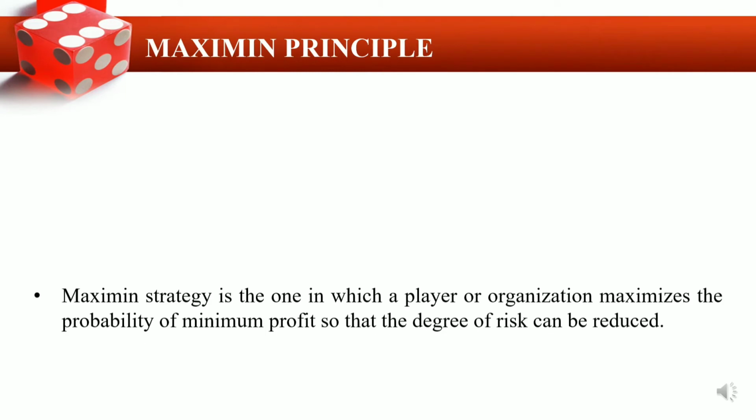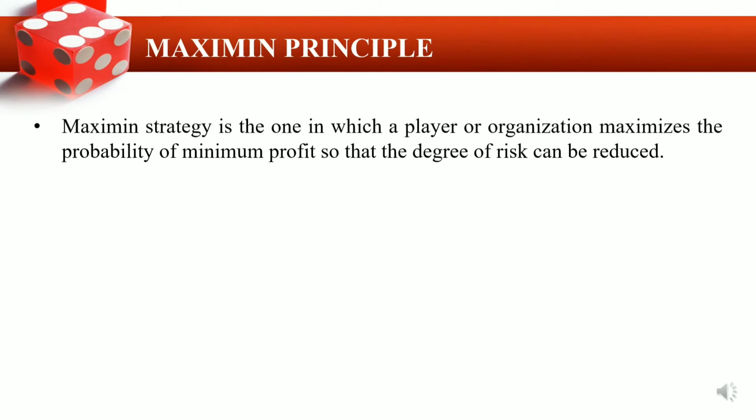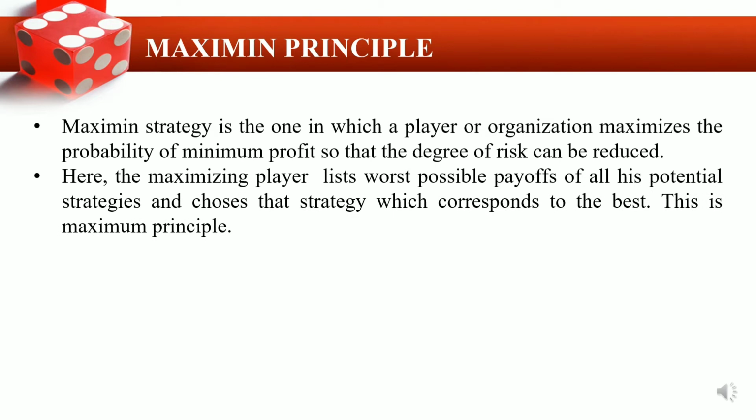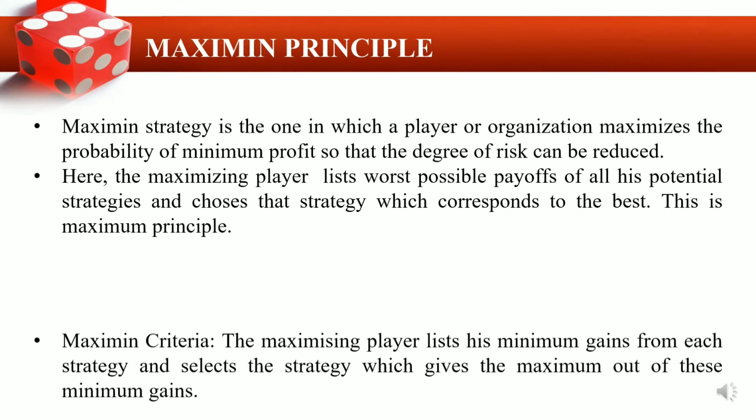Let's see what is Maximin Principle. So, Maximin strategy is the one in which a player or organization maximizes the minimum profit so that the degree of risk can be reduced. Here the maximizing player lists worst possible payoffs of all his potential strategies and chooses that strategy which corresponds to the best. This is the maximin principle.